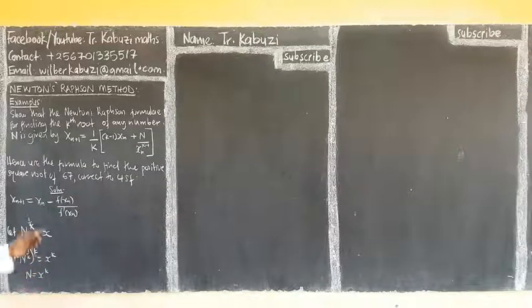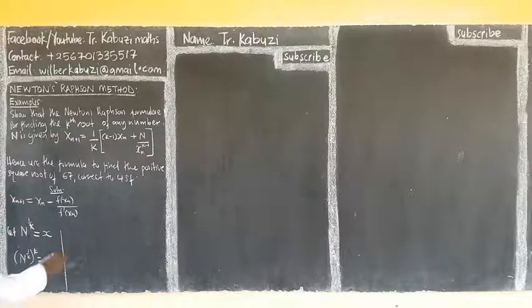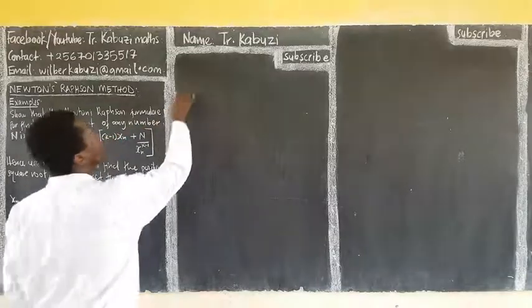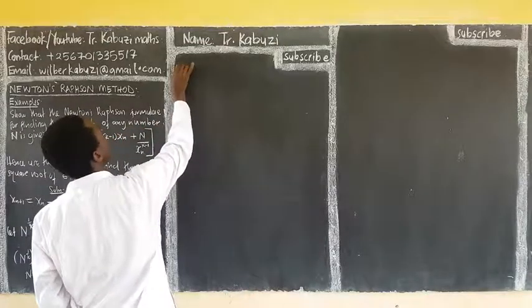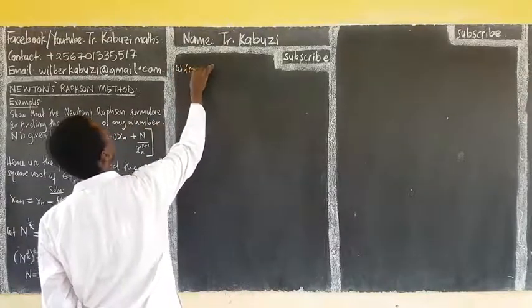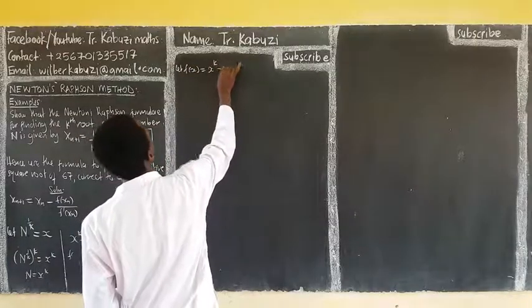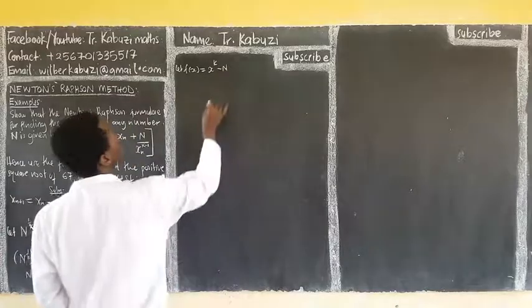So now we need a function. Remember when we are deriving this, we say that the function should be equal to 0. So when I take this side over, x power k minus n is equal to 0. So if I let this be my function, I say let f of x be x power k minus n. Now we need to differentiate this.